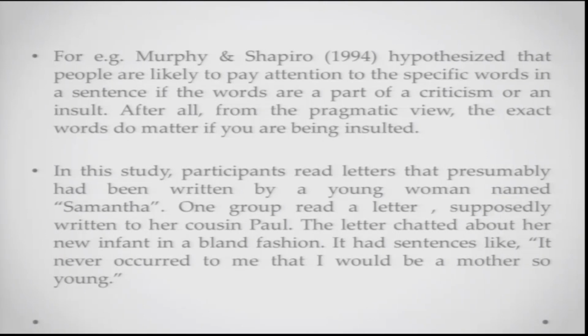Participants were told to read letters presumably written by a woman called Samantha, who writes two letters. One she writes to her cousin Paul, describing her life circumstances. Maybe she has not met this person for a long time, and she is chatting about all the things in the world. This letter had sentences like, "It never occurred to me that I would be a mother so early," et cetera.